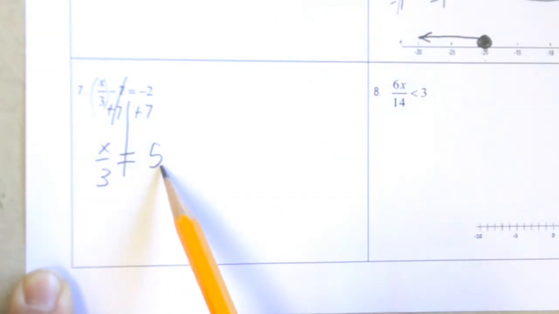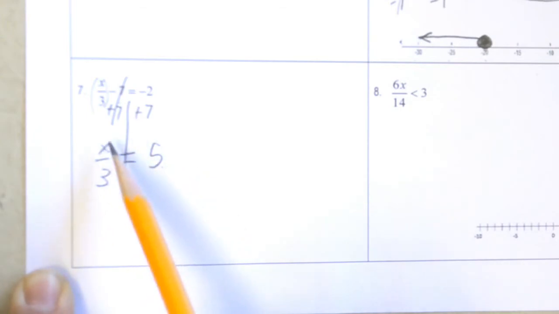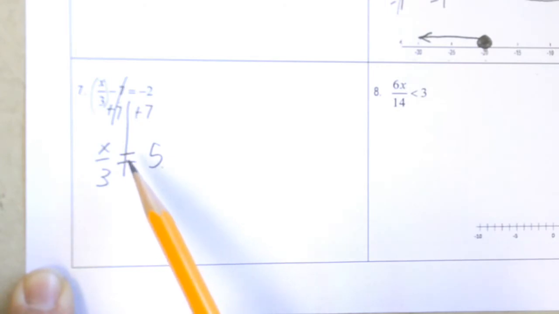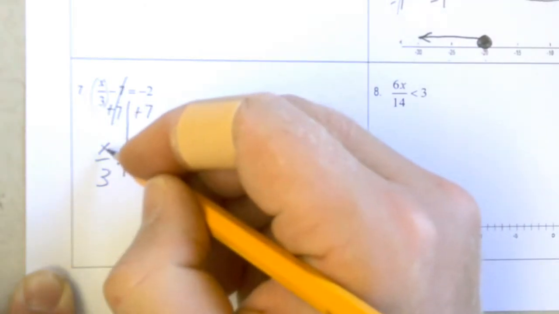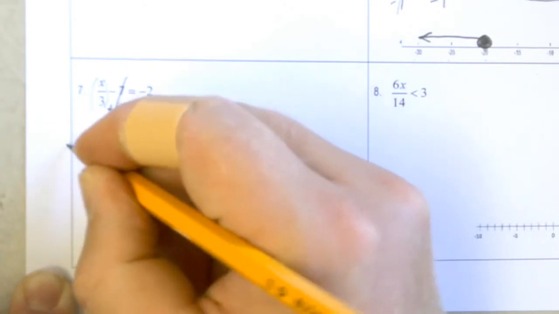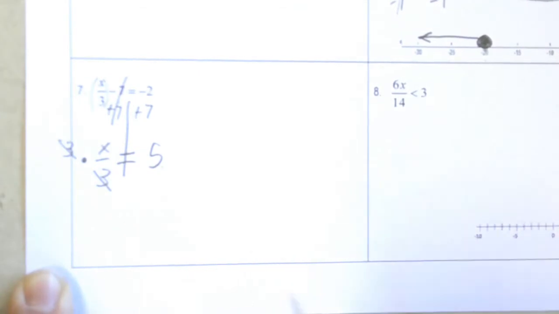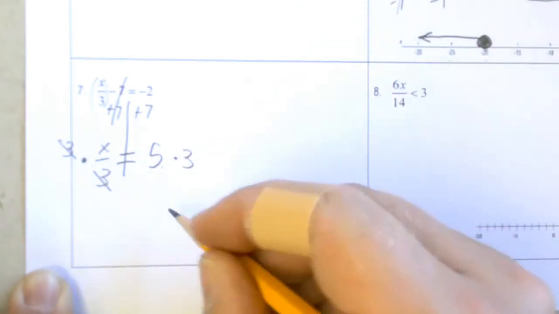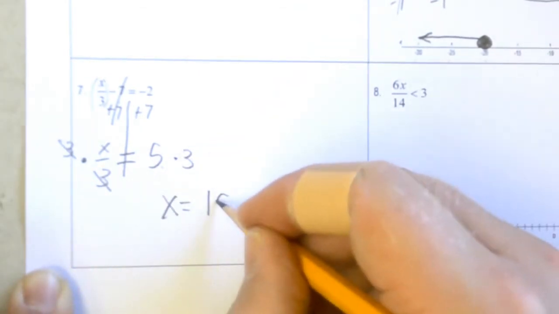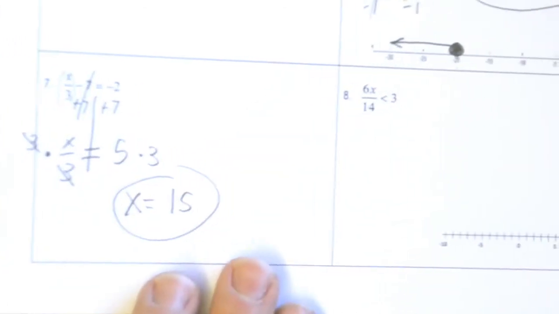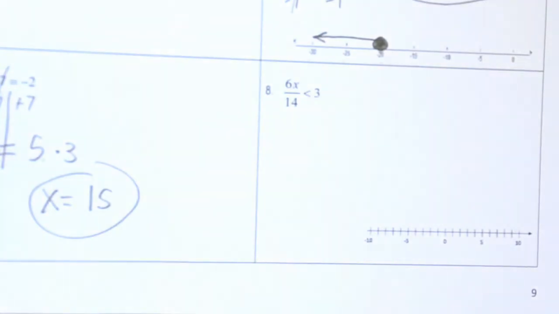There's multiple ways we can think of this. What number divided by 3 would equal 5? Well, in my mind, I'm like, okay, 15. But algebraically, if we wanted to get that x all by itself, we just multiply both sides by the 3. Multiply both sides by the 3. X equals 15. A few different ways to think of it. And that's number 7. All right, number 8. Here we go.